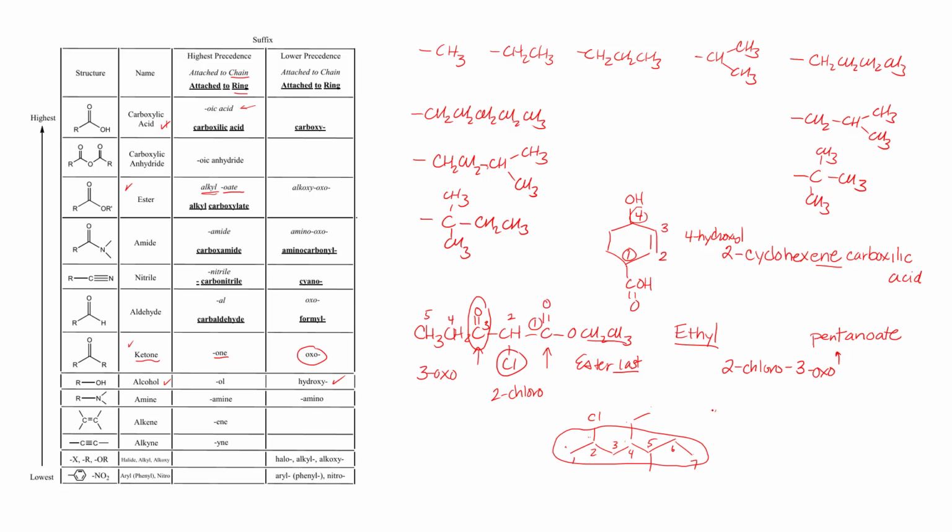So this would go 1, 2, 3, 4, 5, 6, 7. And now we're just going to name and alphabetize the groups. So we've got a 5-methyl group, and we've got a 4-ethyl group, and we've got a 2-chloro group, and this is going to be a heptane, because it's 7 carbons. So this would be 2-chloro, 4-ethyl, 5-methyl heptane.